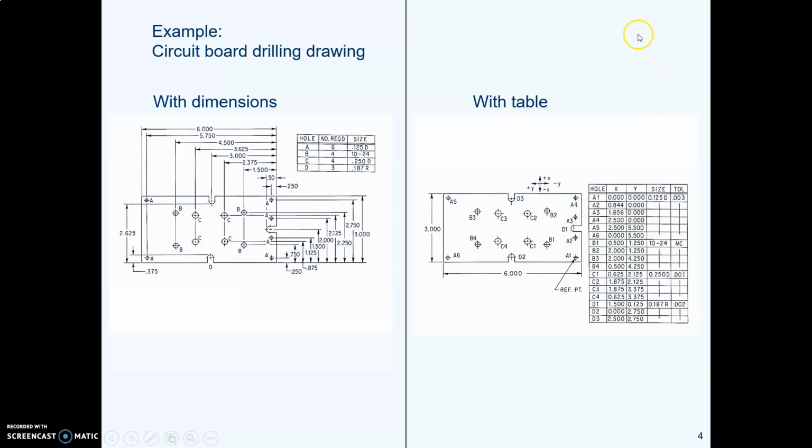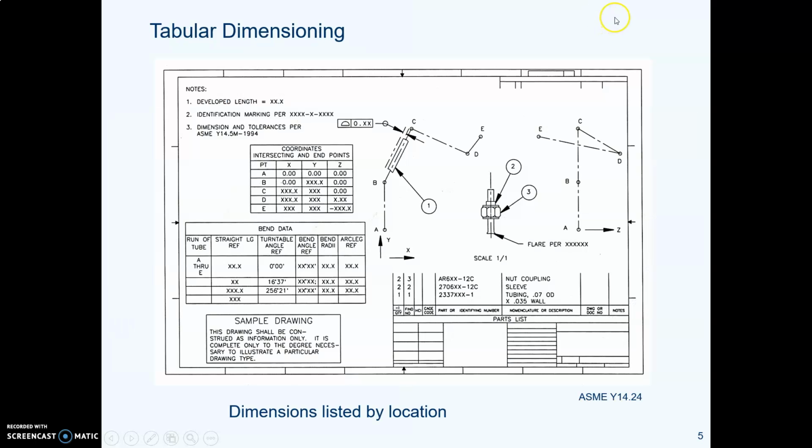You might find that if you work for a place that does drilling diagrams for printed circuit boards. Here it is with dimensions. Here it is with a table that's a little bit cleaner looking. Here is ASME showing how you can use tables to give things like locations in odd directions.